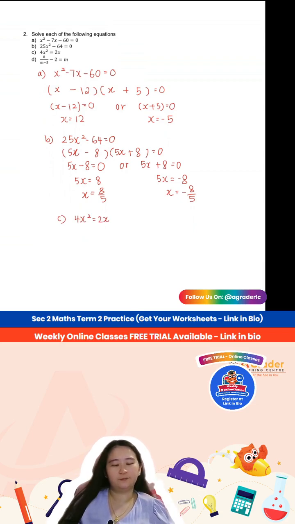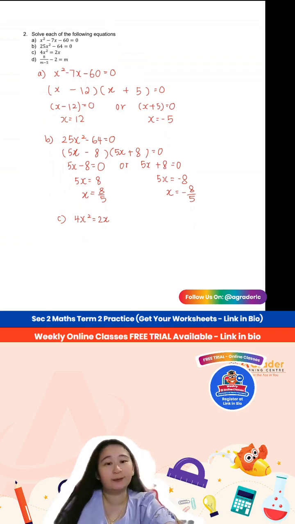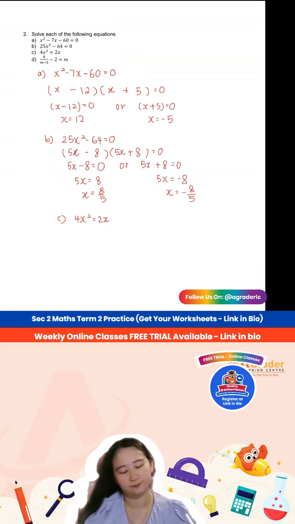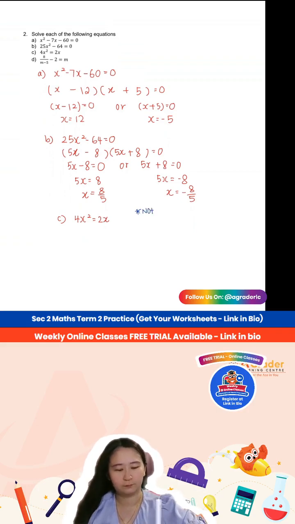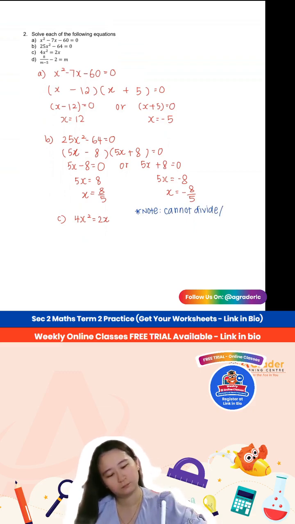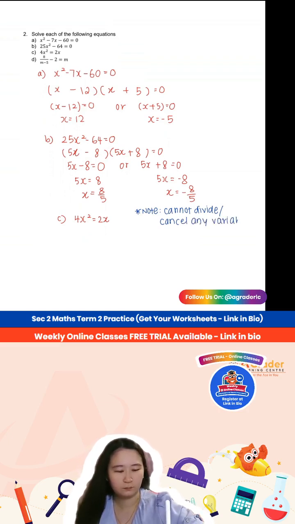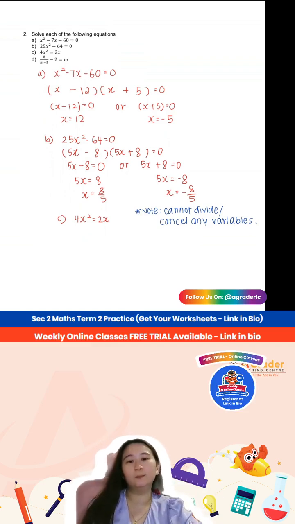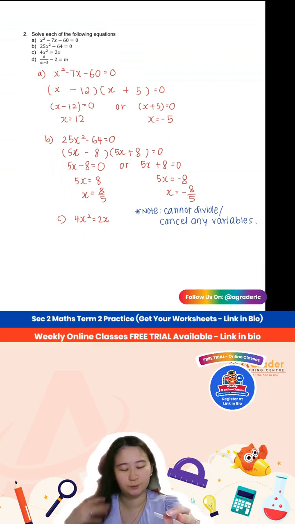Part C, 4x squared equals to 2x. So a very common mistake here is students tend to divide by x on both sides. So take note, you can never divide or cancel away any variables. In this case, you can't divide by x on both sides because you will miss out a value of x by doing so.